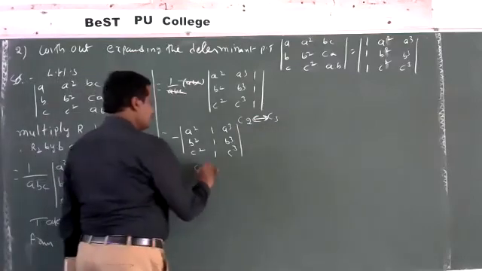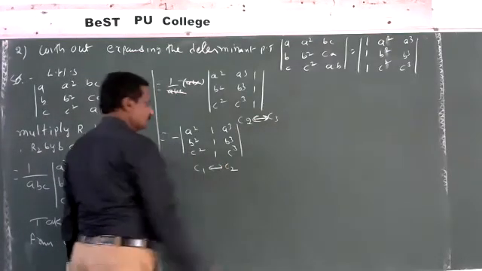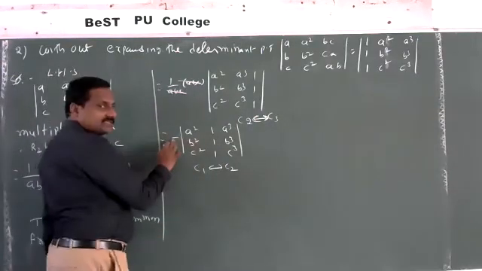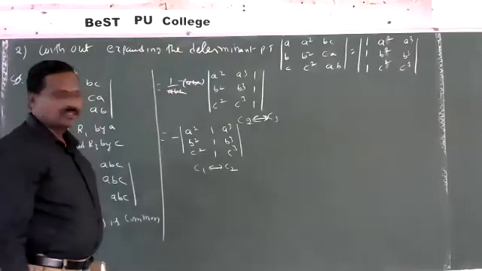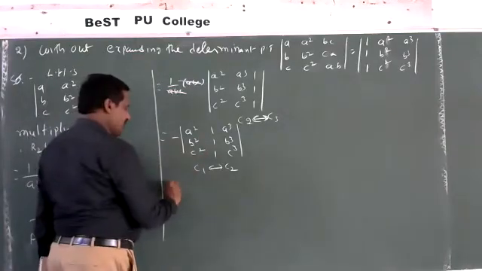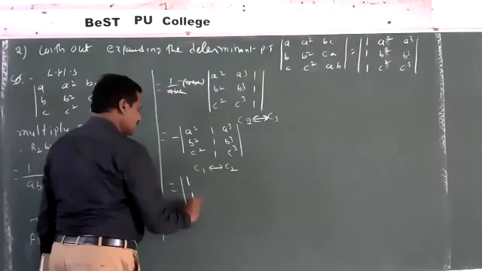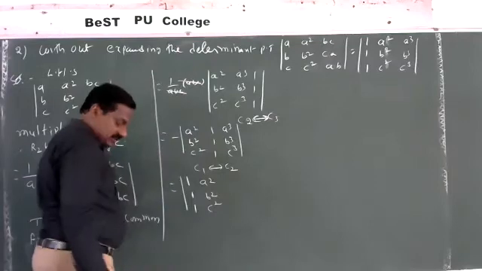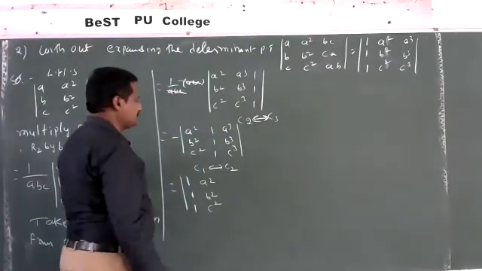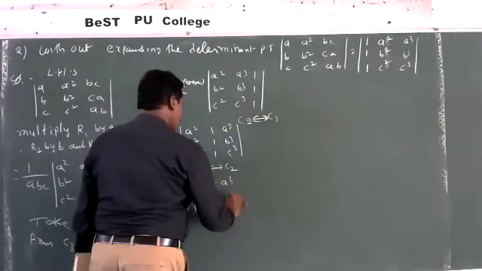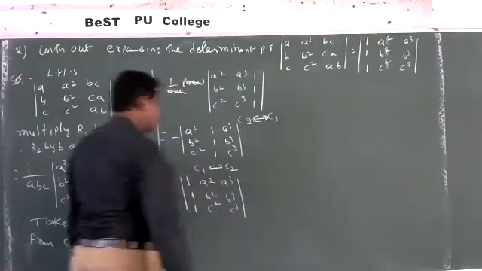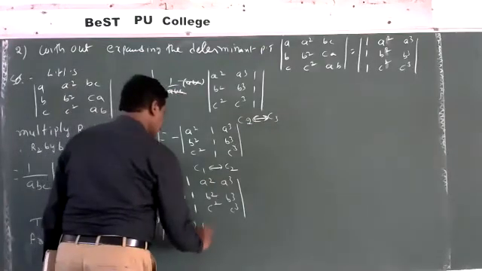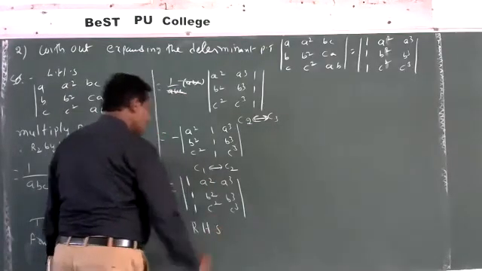Again interchange C1 and C2. Again we'll get minus. Already here minus is there. Minus of minus becomes plus. Determinant of 1 1 1, a square, b square, c square, a cube, b cube, c cube. It is nothing but RHS.